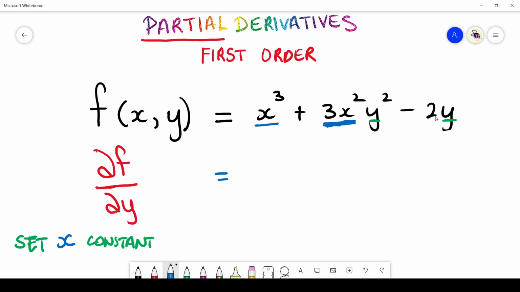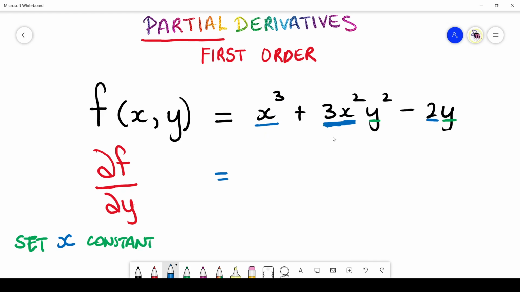And the ones in green are the ones that are differentiable. You can use color coding if it helps. So x cubed, if that's just a number, if we're setting that to be a constant, then the derivative of that is simply 0.